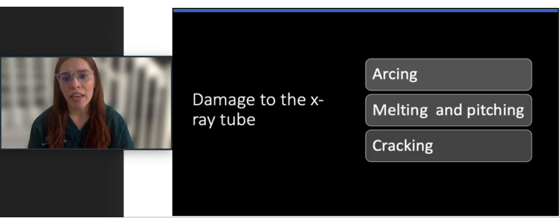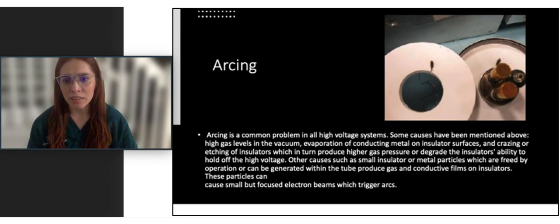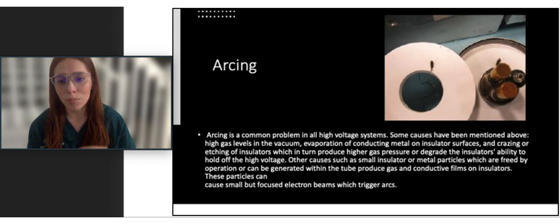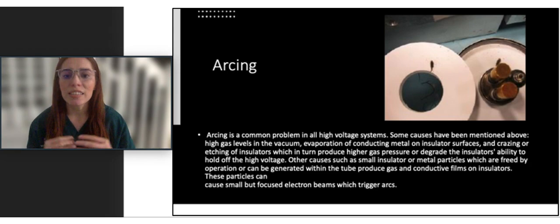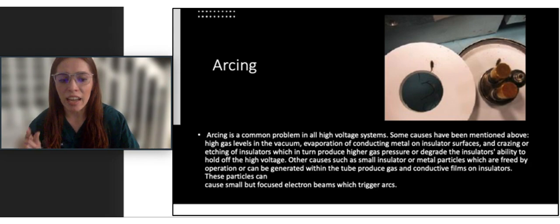Some damage to the X-ray tube are arcing, melting and pitting, and cracking. Arcing occurs when there is a short circuit within the tube, typically from the cathode to the tube envelope. The result is a temporary loss of X-ray output and a localized artifact.